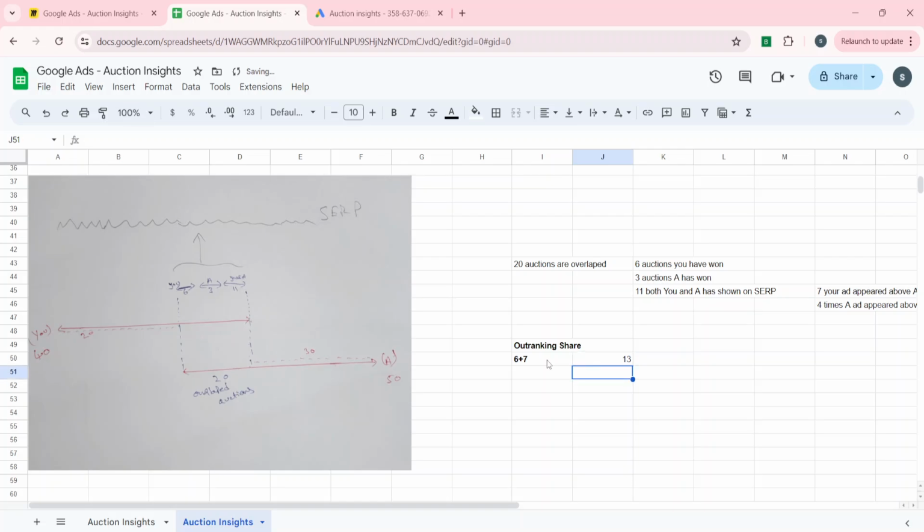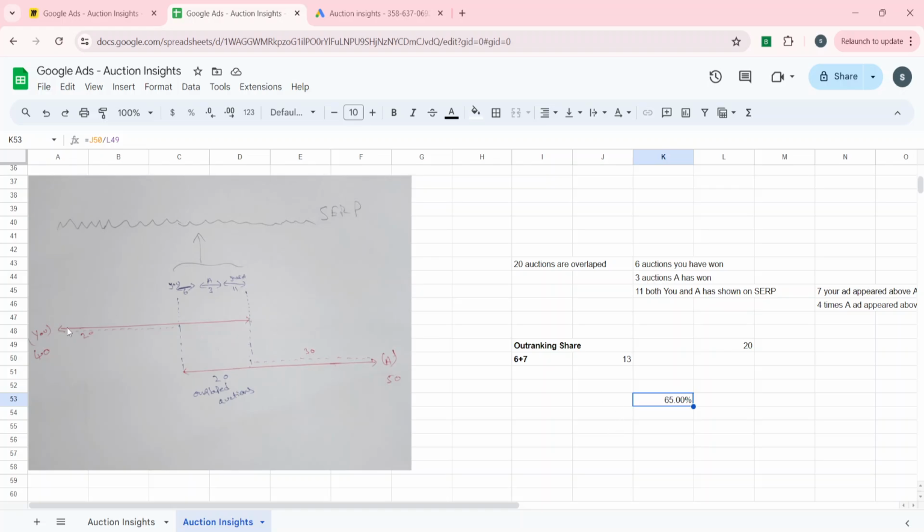In 13 auctions you have outranked the competitor. Okay, you have beaten the competitor, right? You are getting me, right? So what will be the percentage here? 13. So what is the total number of auctions that are overlapped? It is 20, right? So what will be the percentage here? 13 divided by 20. So let's keep this in the percentage form. So 65%. 65% you have outranked the competitor.